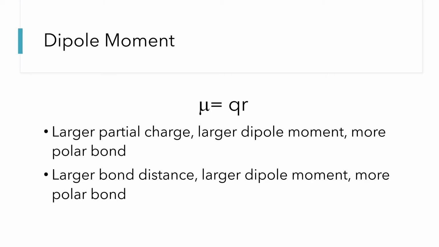The notation being used here, mu is the symbol that we're going to use for dipole moment. Q is the size of the charges that are separated. So this would be like if we had a partial positive and a partial negative, actually finding how big that charge is in terms of coulombs. And then R will be the distance between the partial positive and partial negative end.